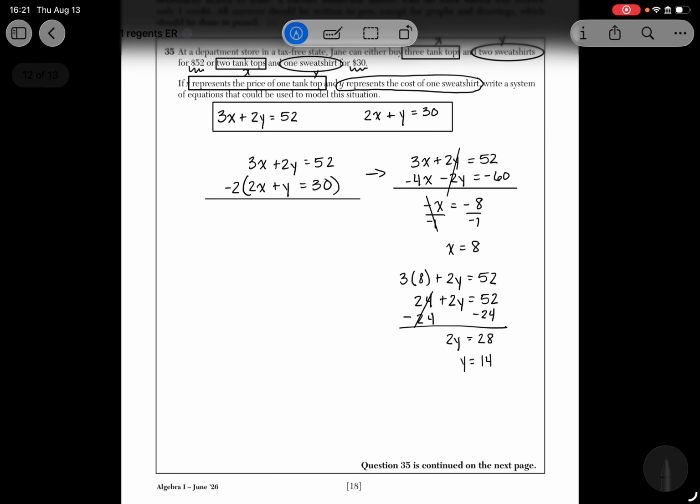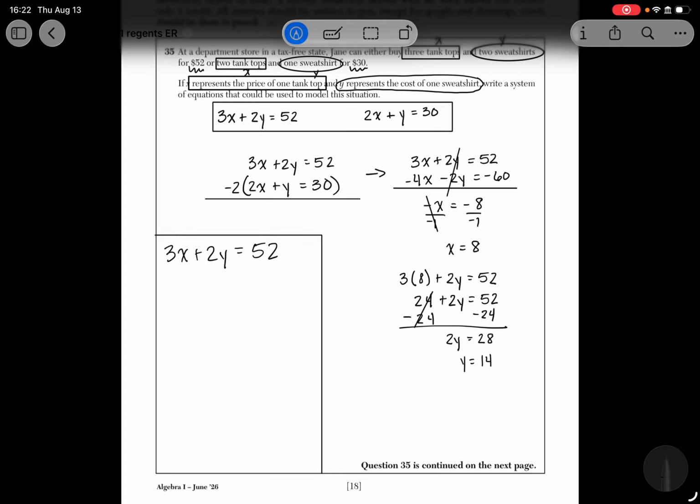To graph it, this is where that y equals comes in. So we're going to put our equations into slope-intercept form. Since we have all this extra space, why not use it? So we have 3x plus 2y equals 52. So if she buys 2 or 3 tank tops and 2 sweatshirts, she spends $52. We want to get y by itself, so write it in the form of y equals mx plus b.